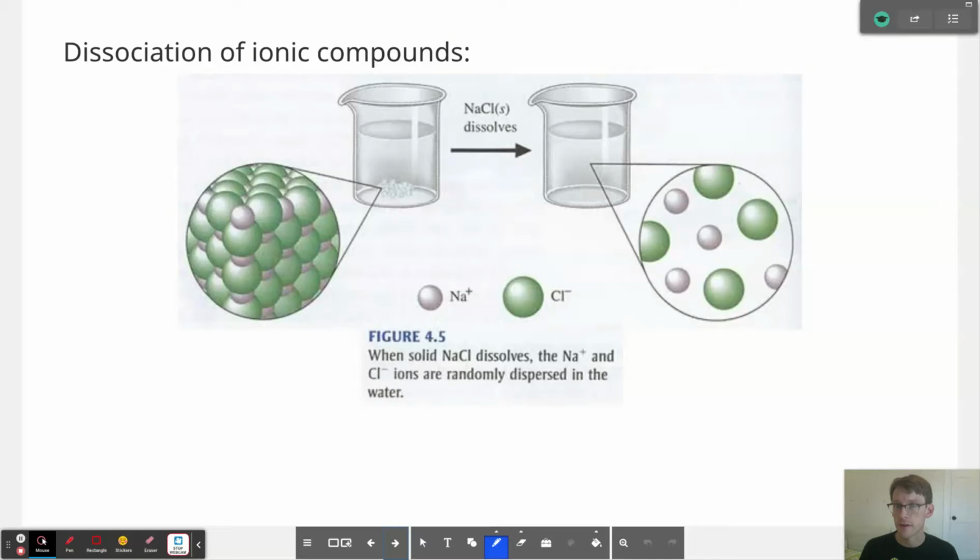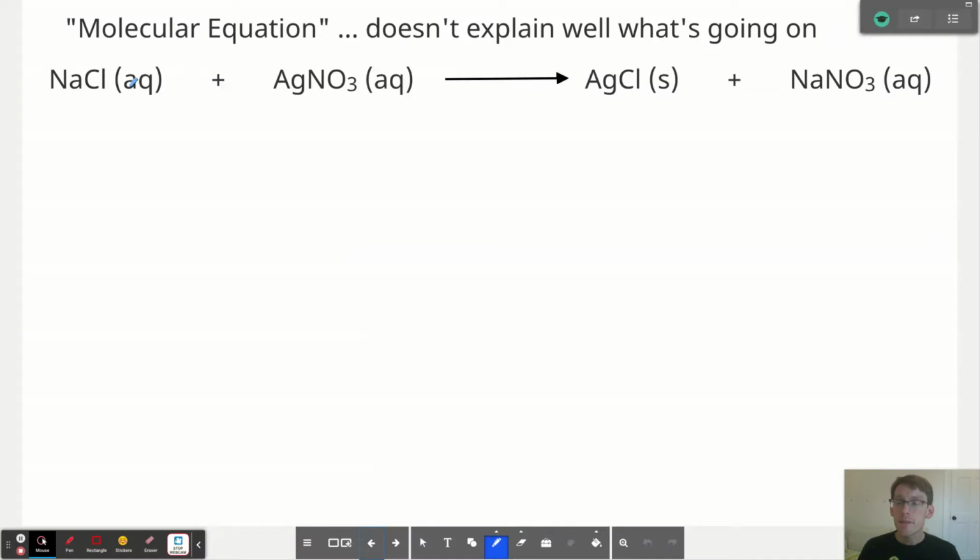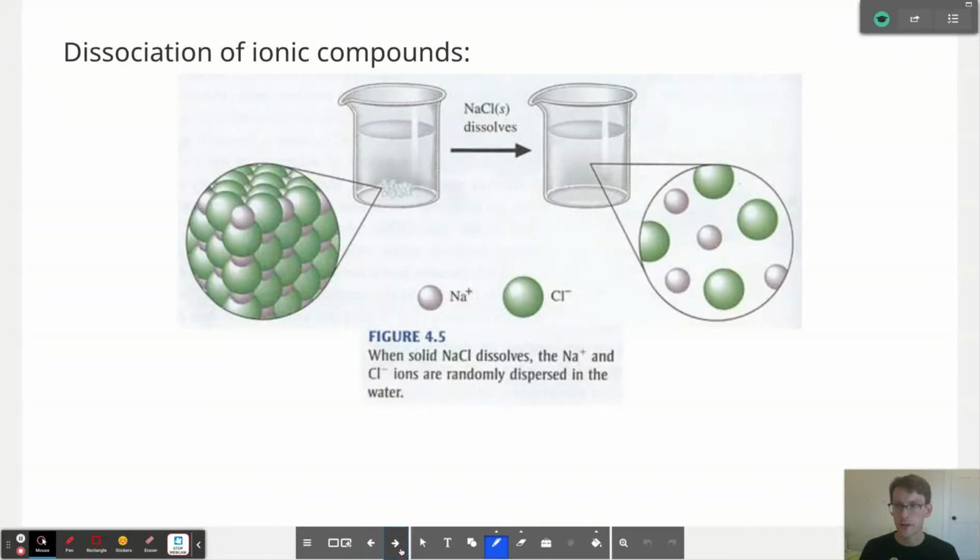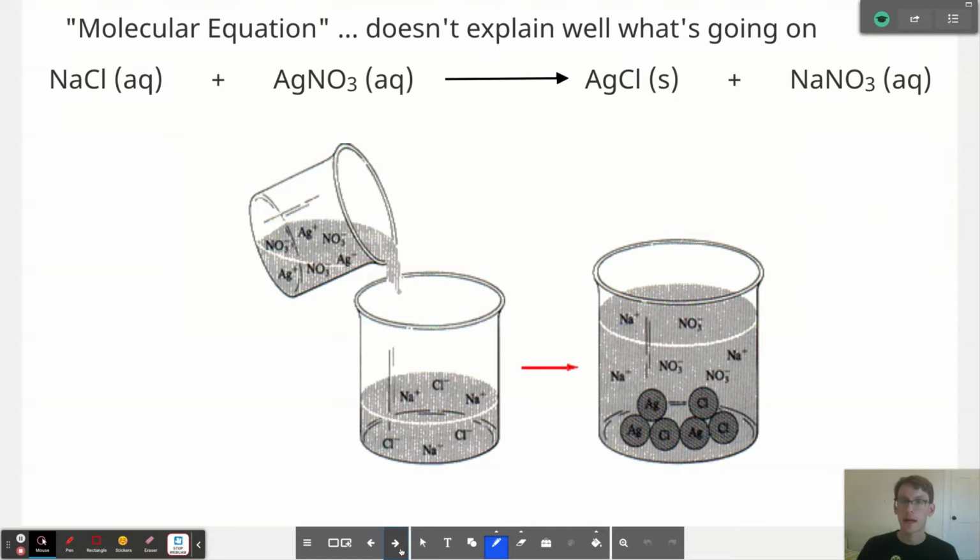ionic compounds specifically, they dissociate from one another. They ionize, and you end up with these aqueous sodium ions and aqueous chloride ions, for example, when sodium chloride dissolves. So when I see NaCl aqueous on the left, I need to be thinking of there being completely separate ions from each other, sodium ions and chloride ions separately.